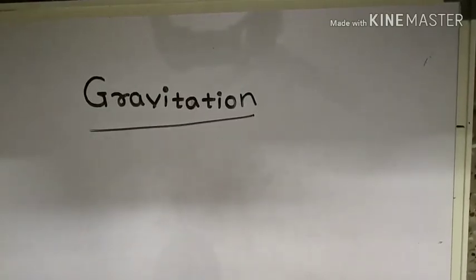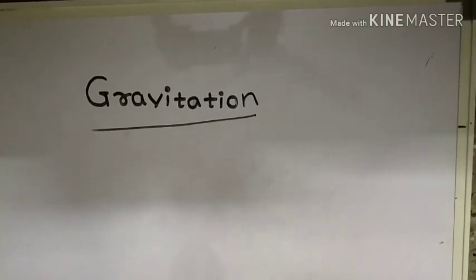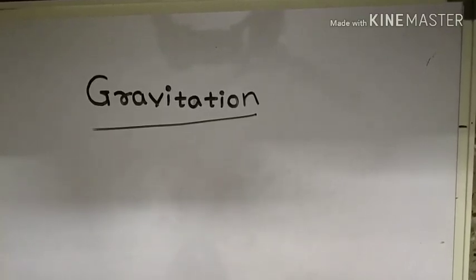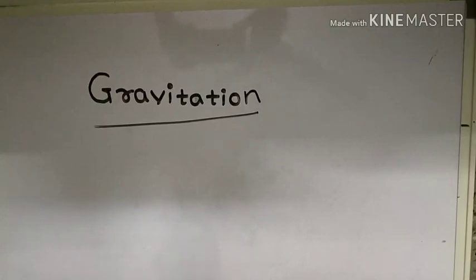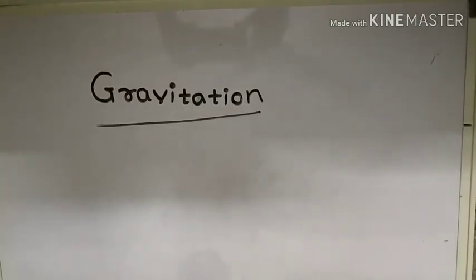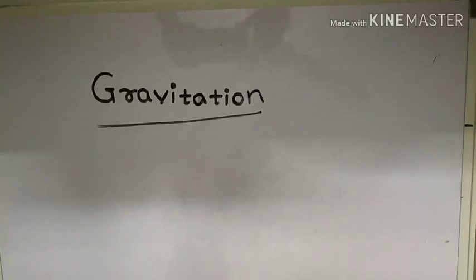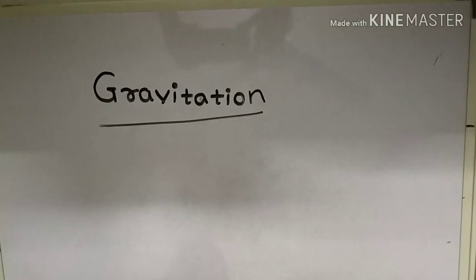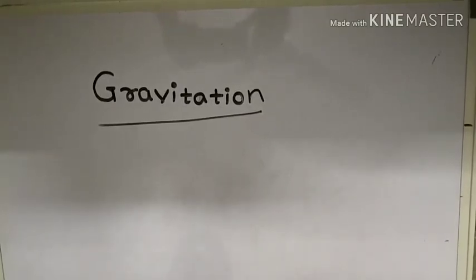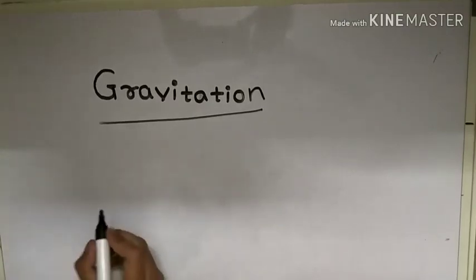He proposed a law called Newton's law of gravitation for the gravitational force between two bodies. The law states that every particle attracts every other particle with a force which is proportional to the product of their masses and inversely proportional to the square of the distance between them. Let us derive this law.